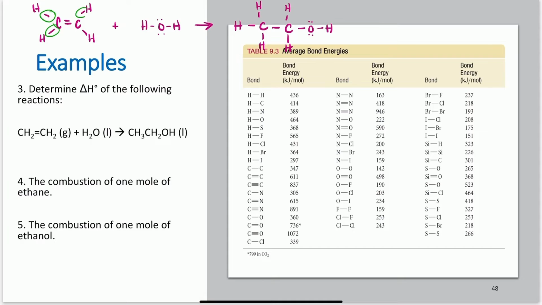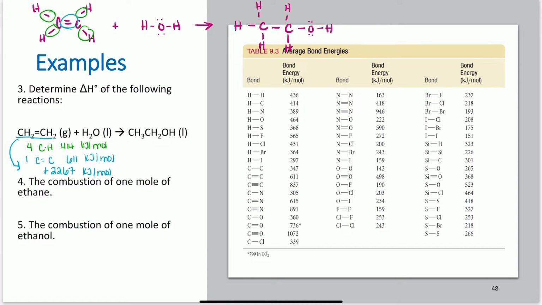1, 2, 3, 4 CH bonds, which are 414 kilojoules per mole. 1 carbon-carbon bond, double bond specifically, which is 611 kilojoules per mole. To break all of this, so 4 times 414 plus 611, this will take 2,267 kilojoules per mole of energy to break apart. Just for this.